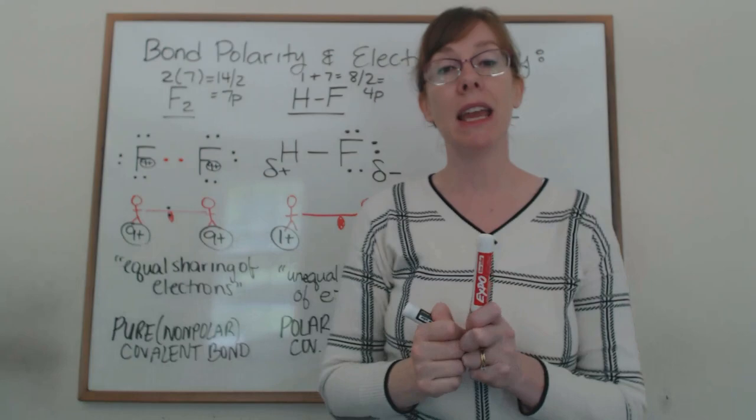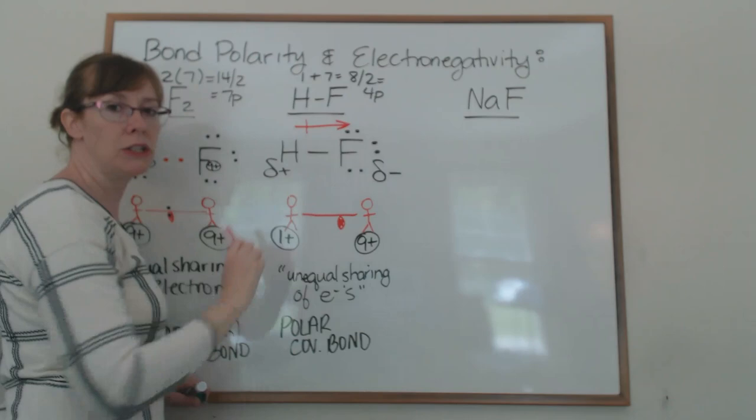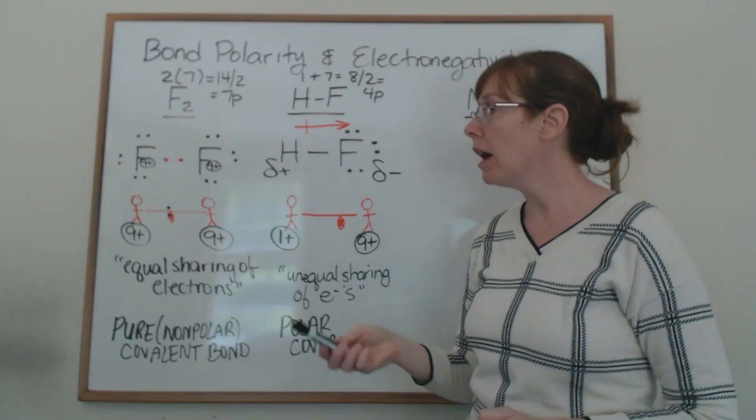The other way is to use a vector, and a lot of people do use this. What you would do is draw an arrow pointing to the more negative side, or whatever atom is pulling harder. Really, one of those two ways is sufficient to indicate a polar covalent bond, unequal sharing of electrons.